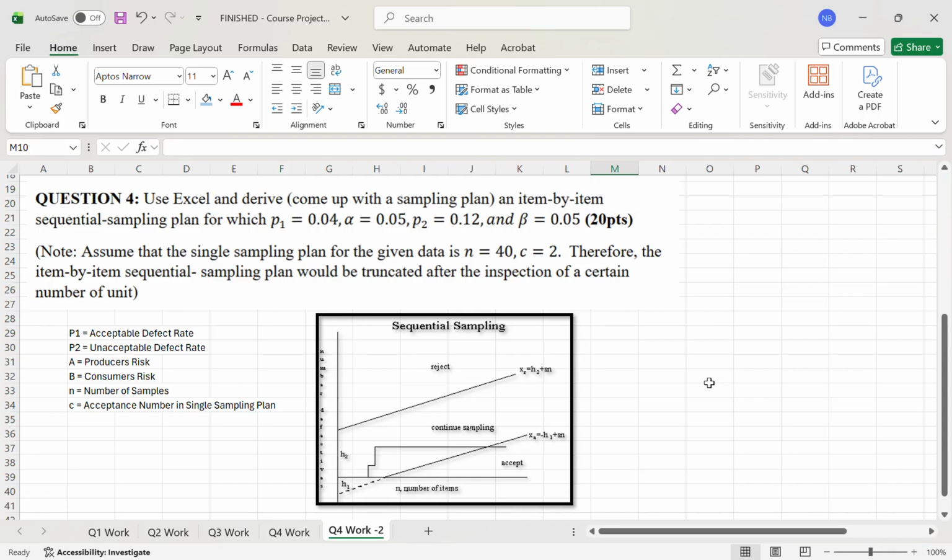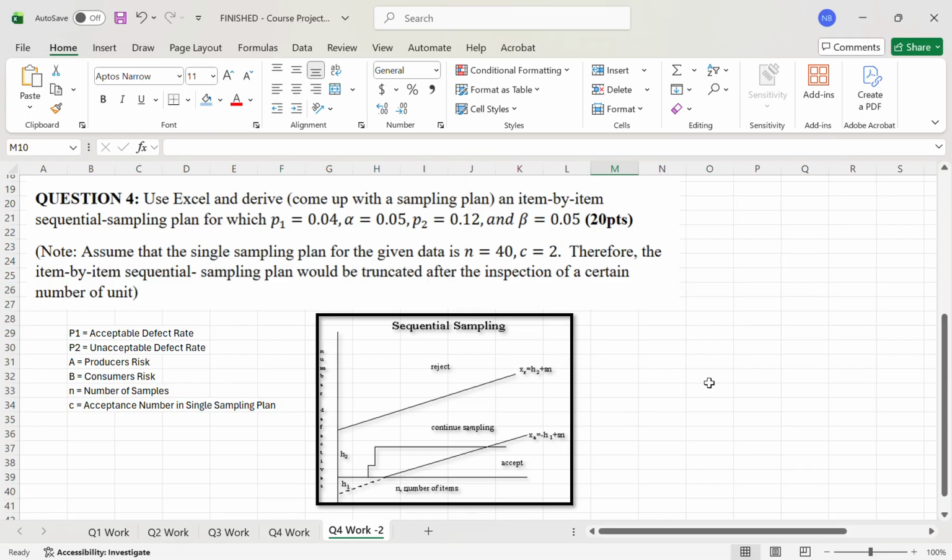As you can see here, question 4 asks us to use Excel and derive an item-by-item sequential sampling plan for which P1 equals 0.04, alpha equals 0.05, P2 equals 0.12, and beta equals 0.05. It also asks us to note that the single sampling plan for the given data is n equals 40 and c equals 2. Therefore, the item-by-item sequential sampling plan would be truncated, or stopped, after the inspection of a certain number of units.